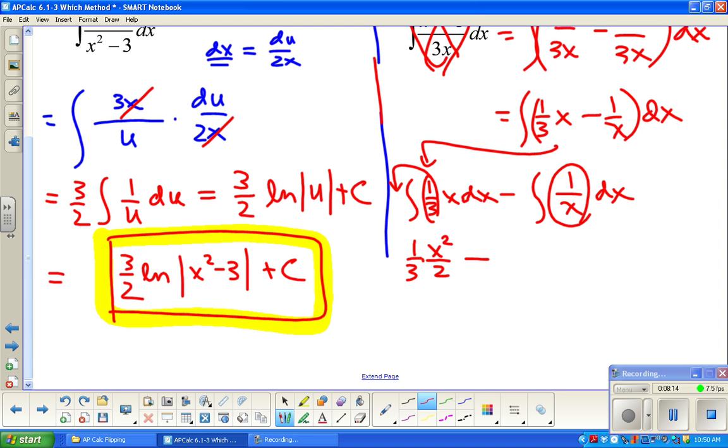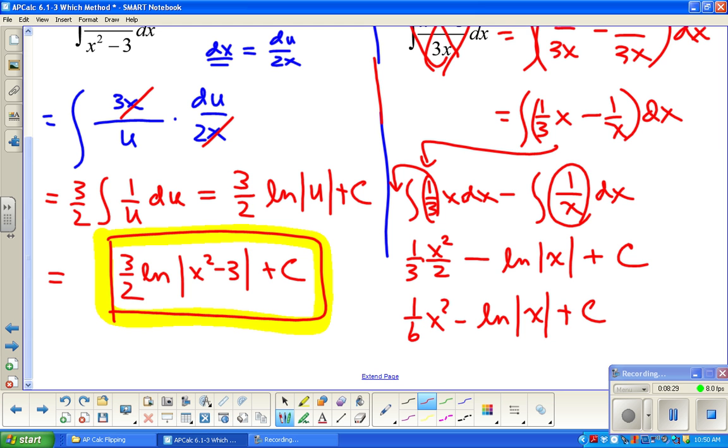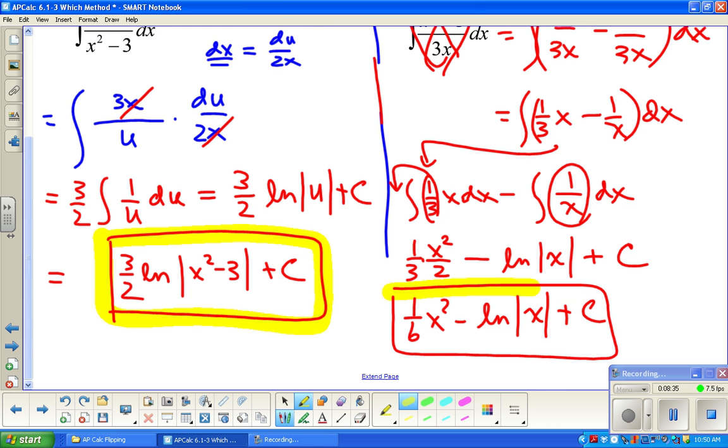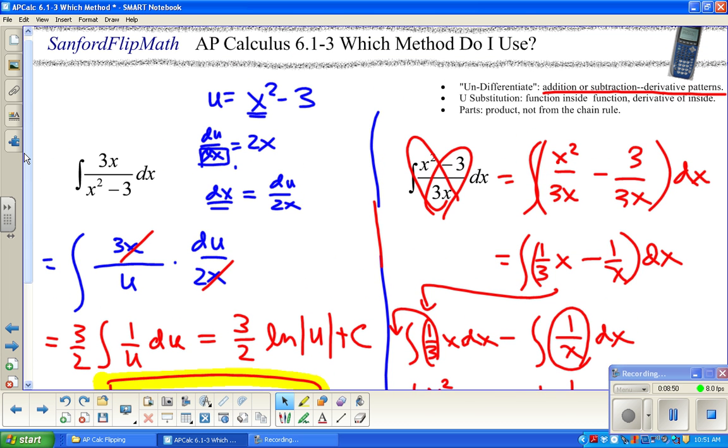This x is on the bottom, so this is really natural log of x, and again, we do absolute value for that when we're doing antiderivatives. And this is really done. I'm going to rewrite this: 1/6 x squared minus ln. Okay, and that's it for that. So again, we had a way to separate that into just addition or subtraction of separate things that we knew how to do antiderivatives of. The other one had a function inside of a function, and I know it's not easy to see this, and the more you get practice, the more you'll see it.